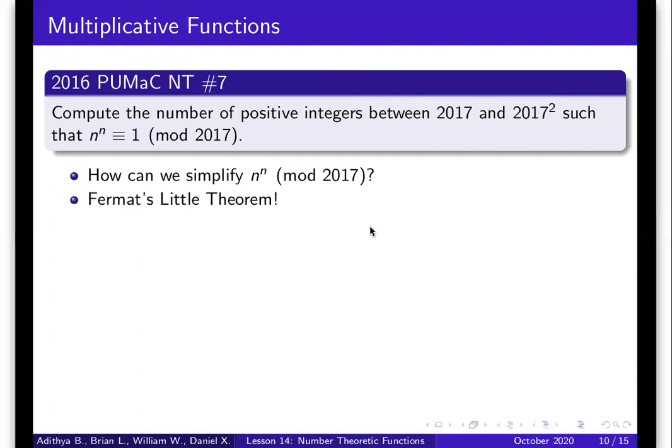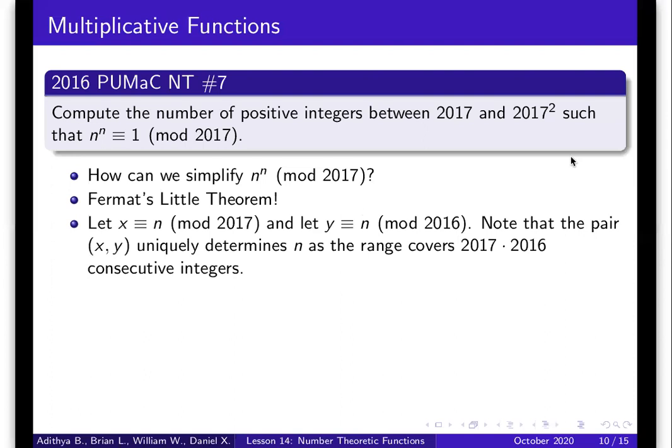Yeah, so if we look at Fermat's little theorem, we know that n to the 2016 has to be 1 mod 2017. So that means if we just take n mod 2016 and reduce that, it's still going to have the same value as n to the n mod 2017. So let's just think about this more formally. We can let x be n mod 2017 and y be n mod 2016.